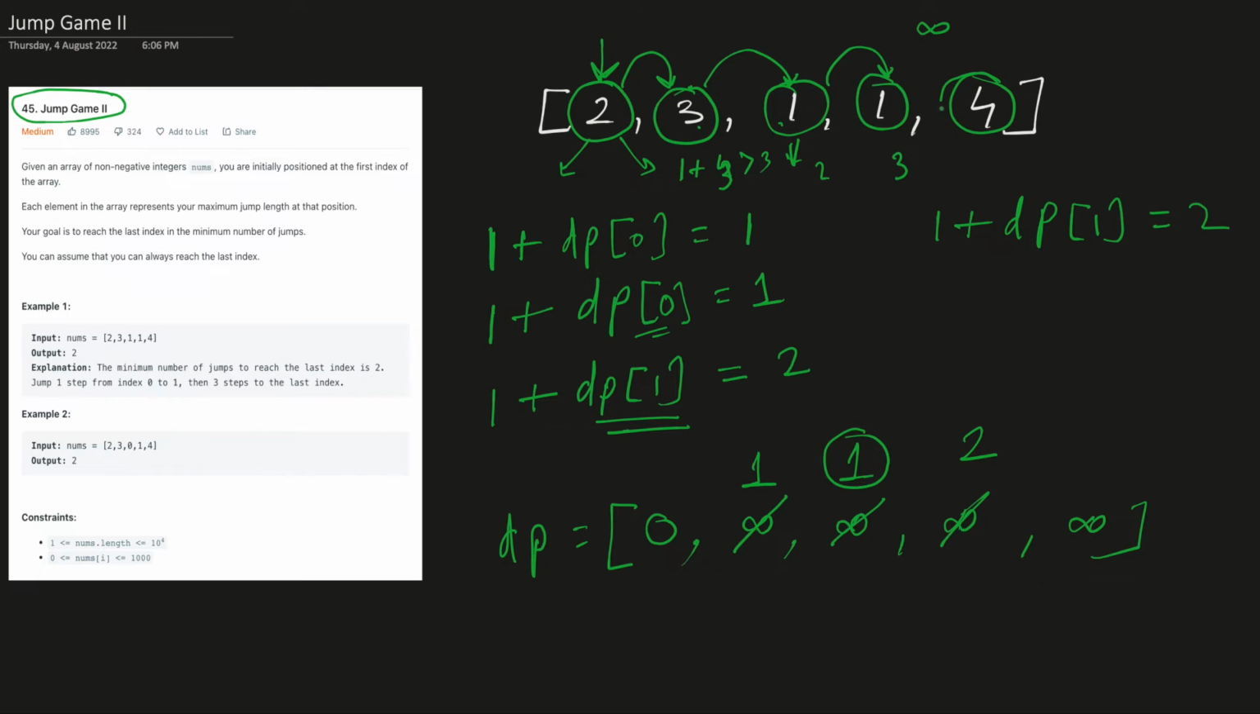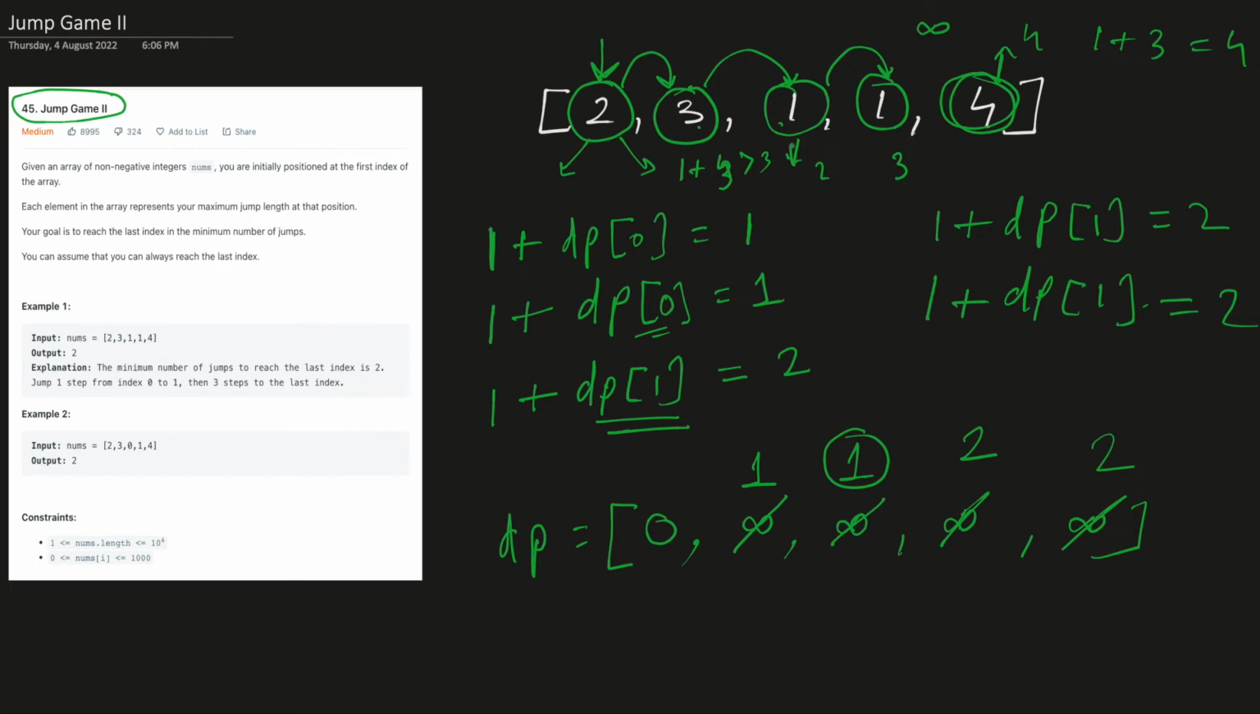Now let's check for 4. Okay. We will see for 2. We cannot reach 4 via 2, so we will not do anything. But we could reach 4 from 3, because 1 plus 3 is equal to its index, and its index is also 4. So we have to see whether we could update or not. Means 1 plus dp of 1, and that will be 2. Okay, we'll update this. We will mark this as 2.